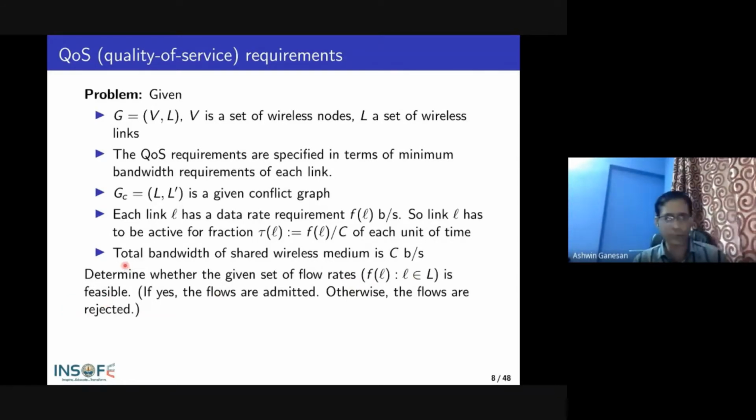If the answer is yes, then you're able to satisfy the demands of all those links. Otherwise, you're not able to satisfy the demands and you reject their request and you deny them admission. So this is the flow admission control problem in wireless networks. So let's look at a very concrete example.